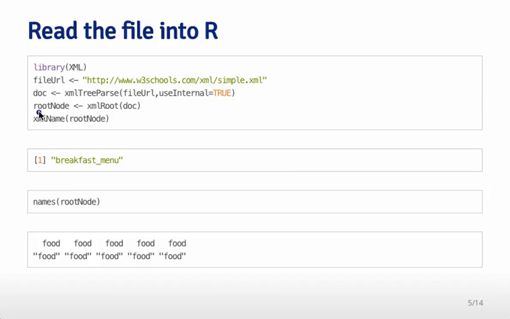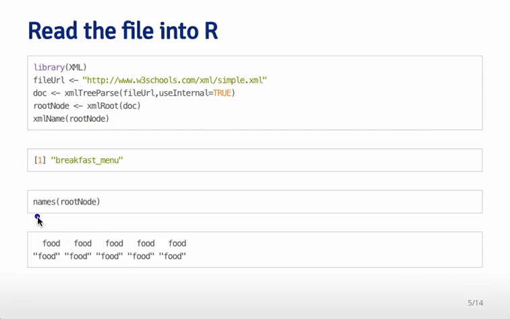The first thing we want to look at is the root node, which you can get with XML root. You can think of it as the wrapper element for the entire document. If you execute this XML root command, you'll have accessed that particular element of the XML file. Then if you want to get the name out, you can use XML name applied to that node. In this case, it's a breakfast menu.